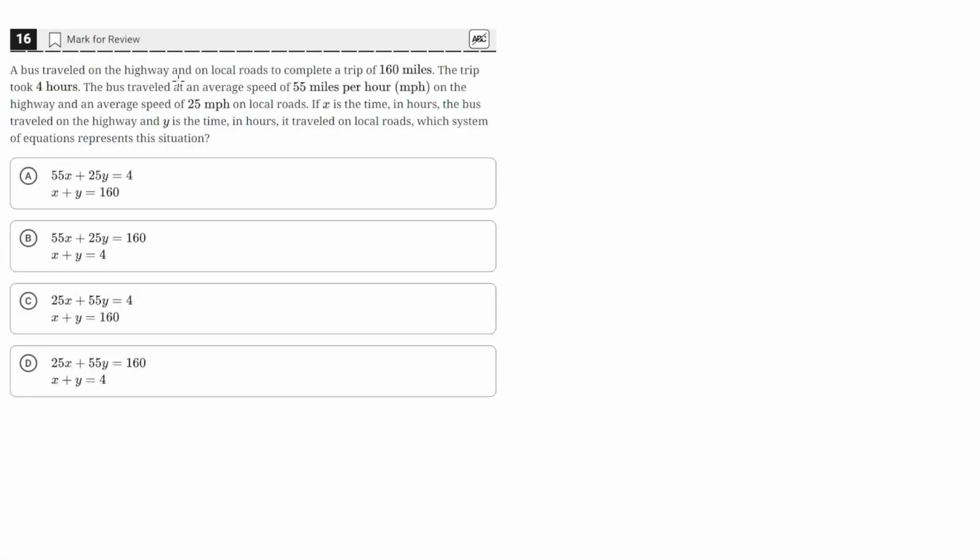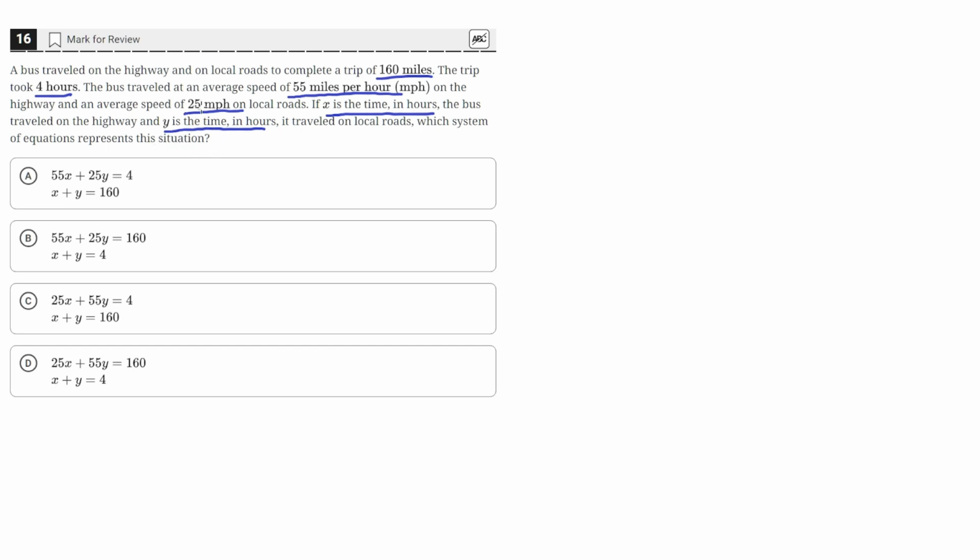A bus traveled on the highway and on local roads to complete a trip of 160 miles. The trip took 4 hours. The bus traveled at an average speed of 55 miles per hour on the highway and an average speed of 25 miles per hour on local roads. If x is the time in hours the bus traveled on the highway and y is the time in hours it traveled on the local roads, which system of equations represents this situation?